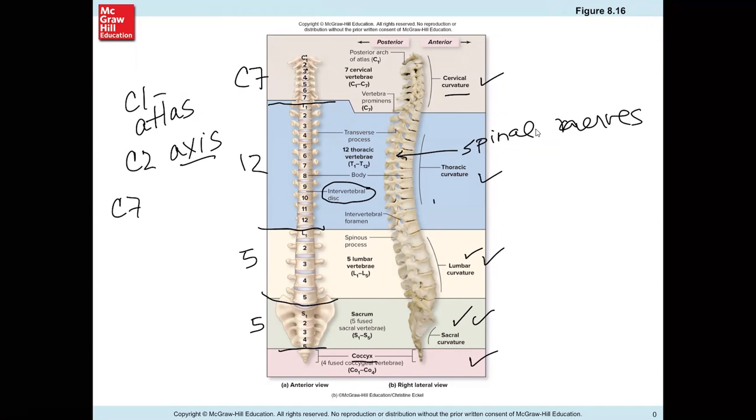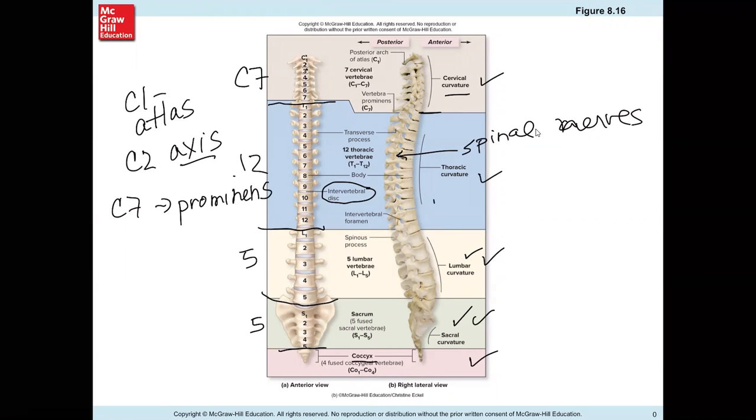C7, they call it the prominence. If you feel the back of your neck, okay, if you tilt your head down, right? So if you tilt your chin to your chest, you can feel the prominence coming off of C7 right at the back of your neck in between your shoulders. So that's the end of your cervical vertebrae.